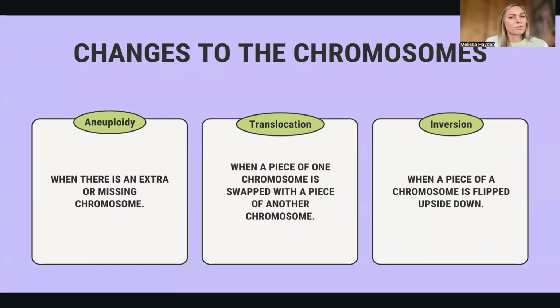Let's explore different types of chromosomal changes that can impact an individual's genetic makeup. These include aneuploidy, where there's an extra or missing chromosome, translocations, where a piece of one chromosome is swapped with a piece of another, and inversions, where a section of a chromosome is flipped upside down. Each of these changes can have significant effects on an individual's traits or health.